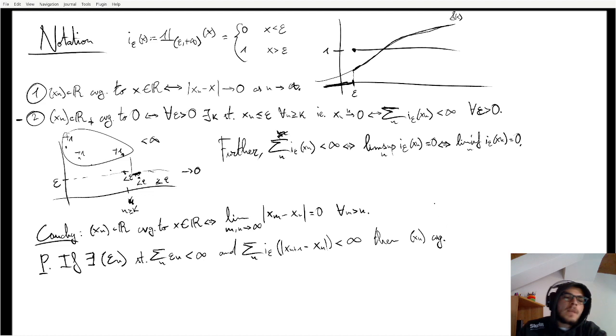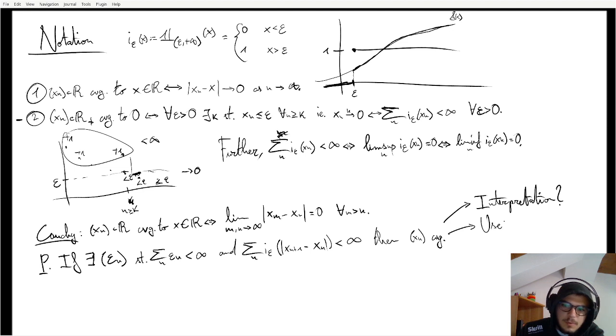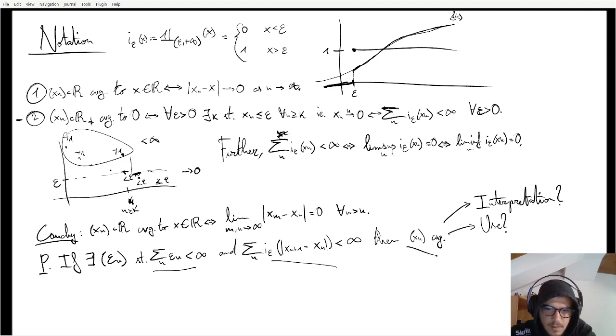How to interpret this? And where do we use this? So if there exists a sequence of numbers which is converging, and the sum of the indicator of this thing converges, then the sequence xn converges.